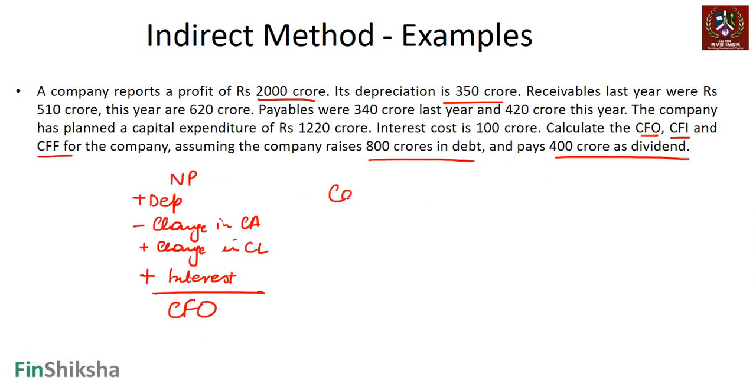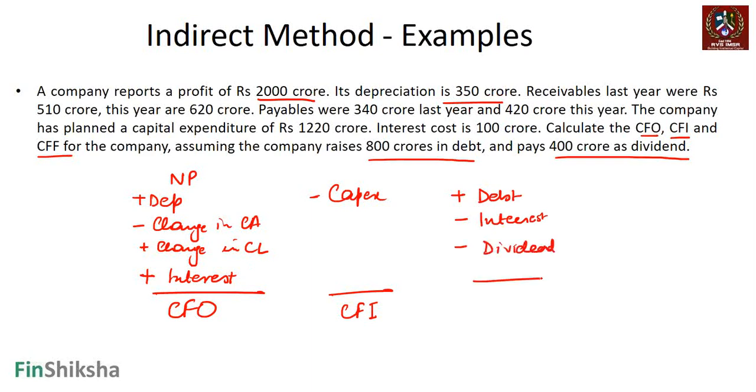CapEx is straightforward. CapEx negative is my CFI, unless I have some sort of an amount that comes in there, and plus any debt raised minus any interest paid, which is the plus that we did here, minus any dividend paid is going to be my cash flow from financing activities, right? So that's the set of formulas that we're going to use. We can put all these numbers on an Excel and try and identify the actual numbers, right? Let's do that.